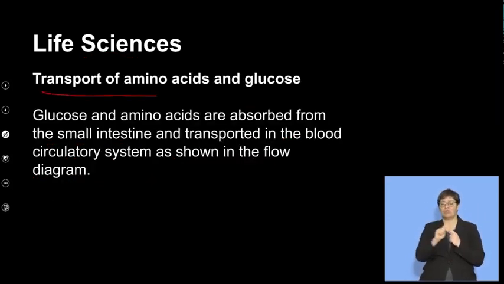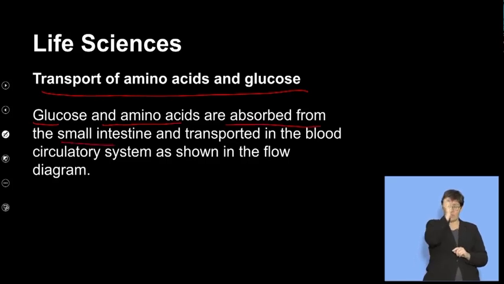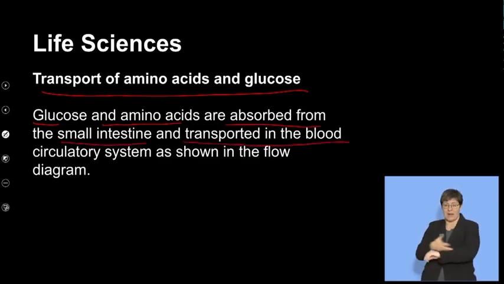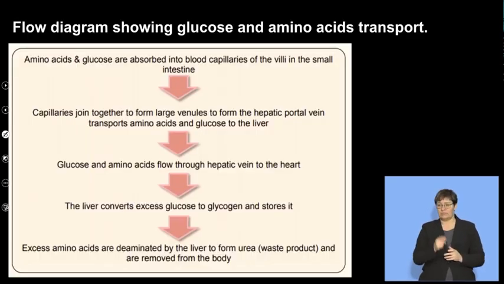Let's look at the transport of amino acids and glucose. Glucose and amino acids are the simplest monomers of your carbohydrates and your proteins, and these are absorbed from the small intestine and then transported in the bloodstream to where the cells need them. Let's look at that in the next diagram.